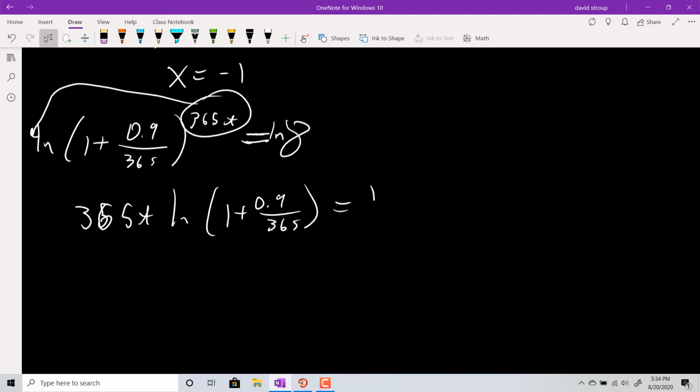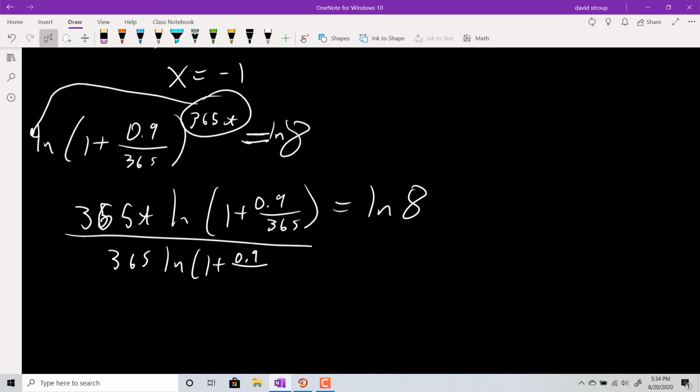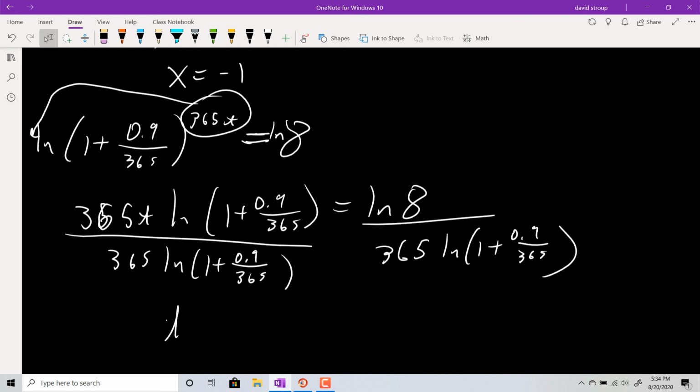This doesn't look very hard anymore. Then divide by anything that's not t, so you're dividing by 365 ln of 1 plus 0.9 over 365. This is really silly. And then you'll have t equals, of course, ln 8 all over 365 ln of what? 365.9 over 365. I just added those two numbers.